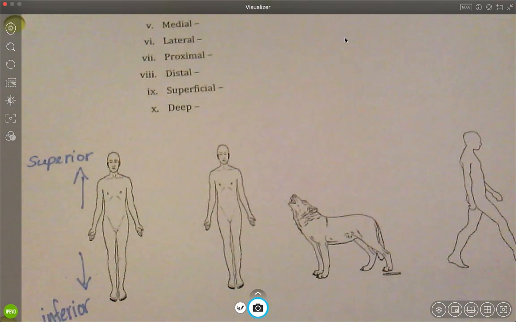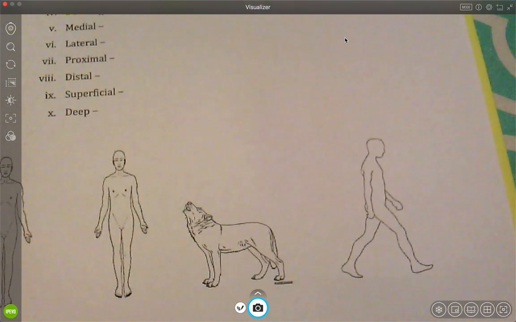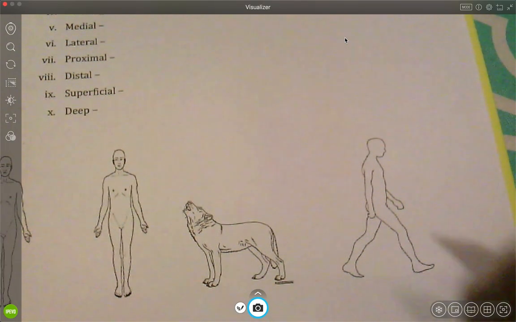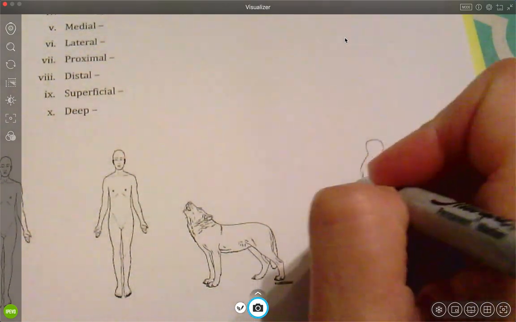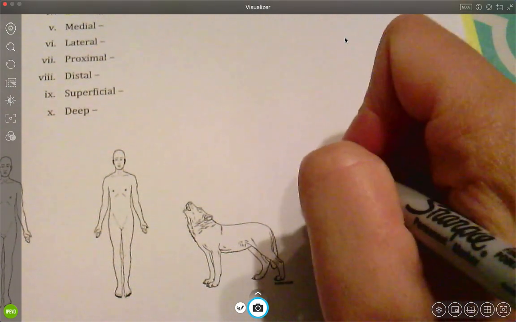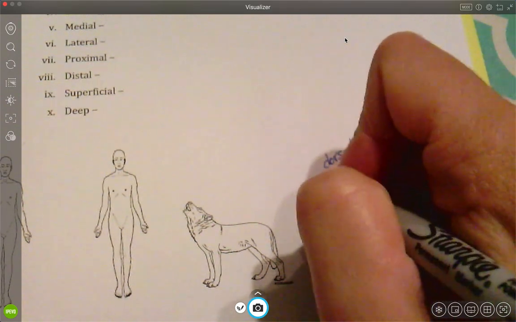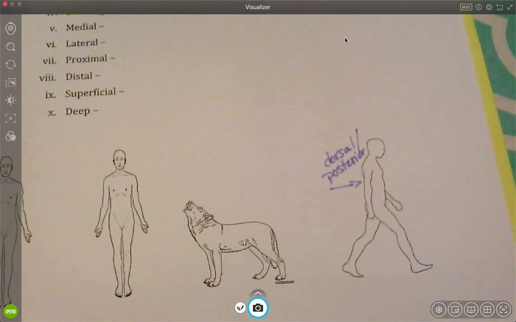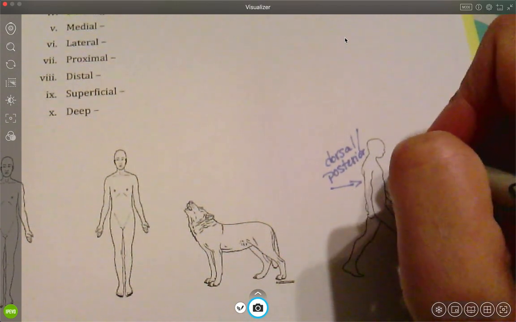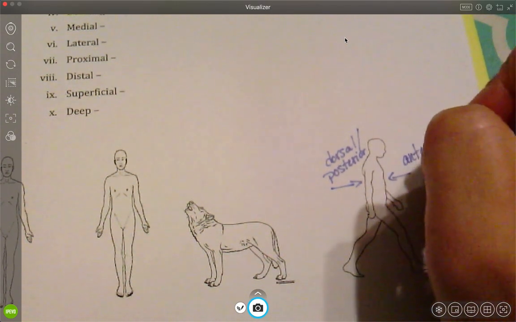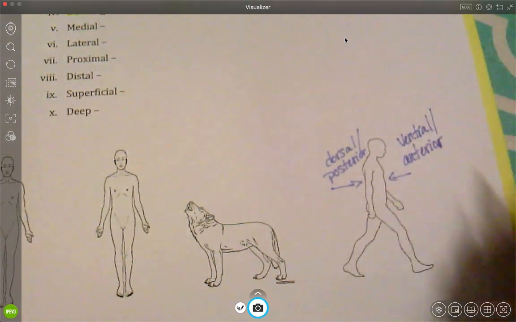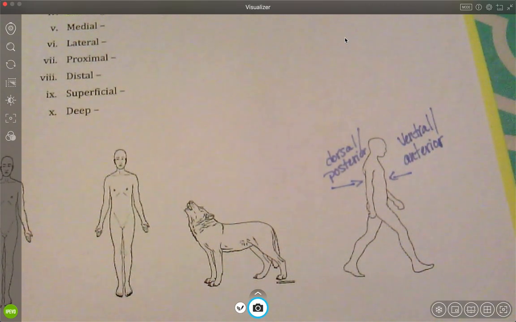And so I have this person. Okay. And so we'll say the back of the body is dorsal or posterior. So that's what we're talking about. The front of the body would be anterior and ventral. Ventral or anterior is the front and dorsal or posterior is the back.